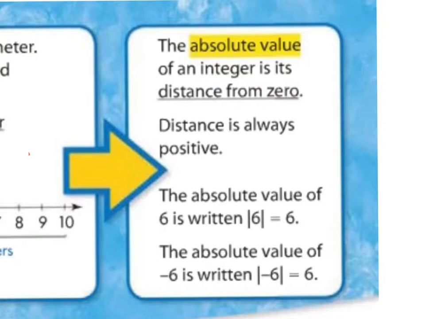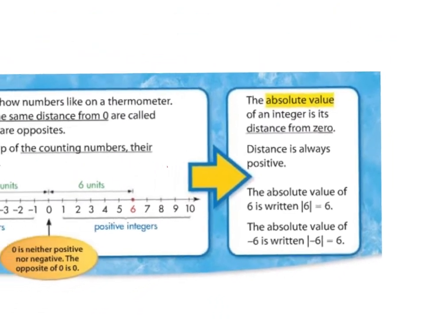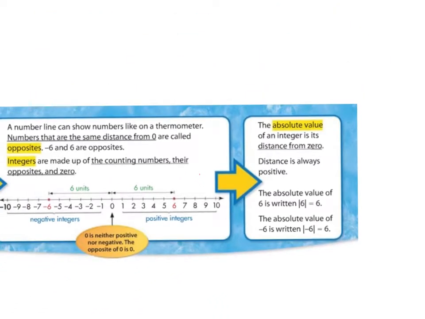The way I would read that is the absolute value of 6 is 6. The absolute value of negative 6 is 6, because it's asking how far is negative 6 away from 0. And I see that it's 1, 2, 3, 4, 5, 6. Therefore, it's 6 away from 0.